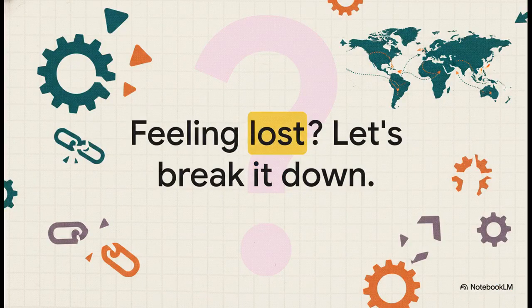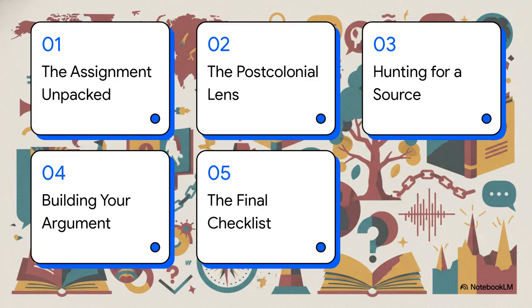Okay, let's dive in. And I promise, this whole task is so much more manageable than it looks. We're just going to dismantle it piece by piece, together. So here's our roadmap. First, we'll unpack the assignment itself, then we'll get familiar with the post-colonial lens, go hunting for a source, talk about building your argument, and wrap it all up with a final checklist.